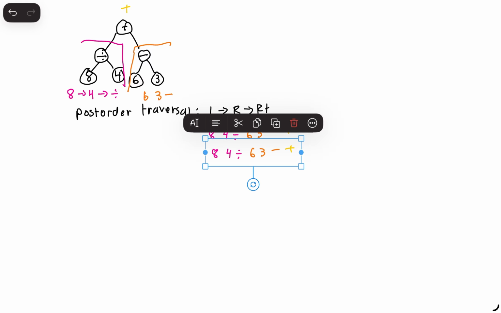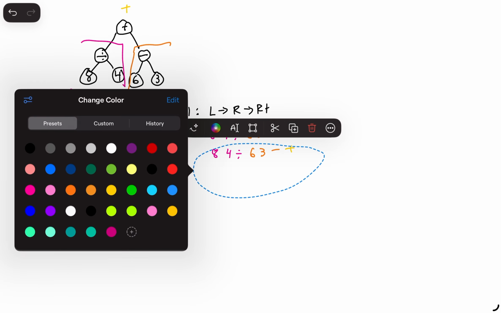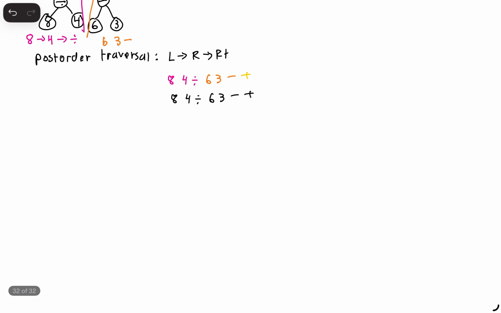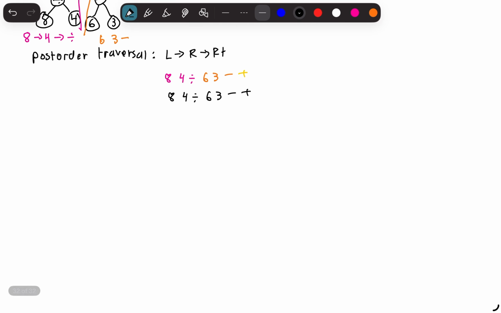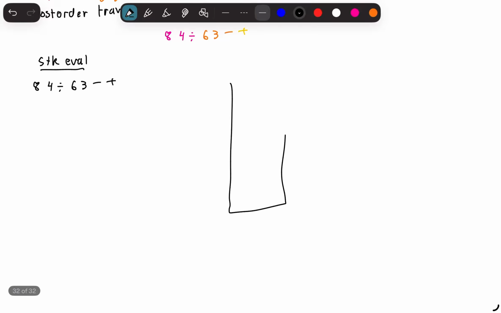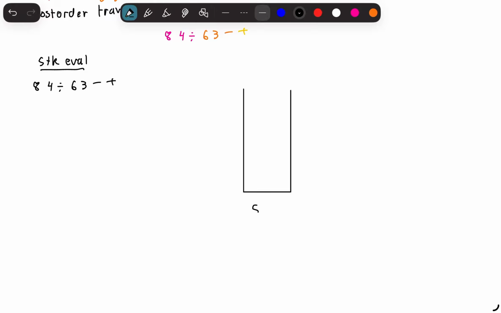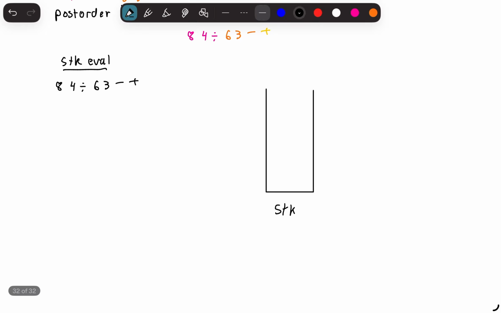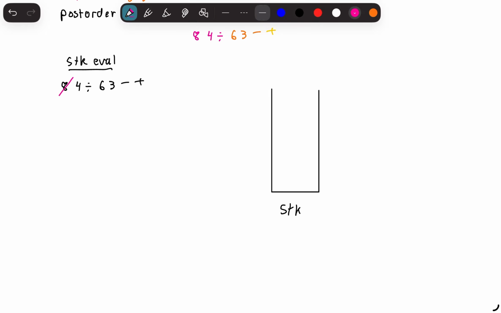I want to make a black copy version of this so we can show the crossing off. Now let's do our stack evaluation. Have our stack here. First we are going to read 8, and your stack is going to push that. You push 8. After that, you have 4. So you push 4.